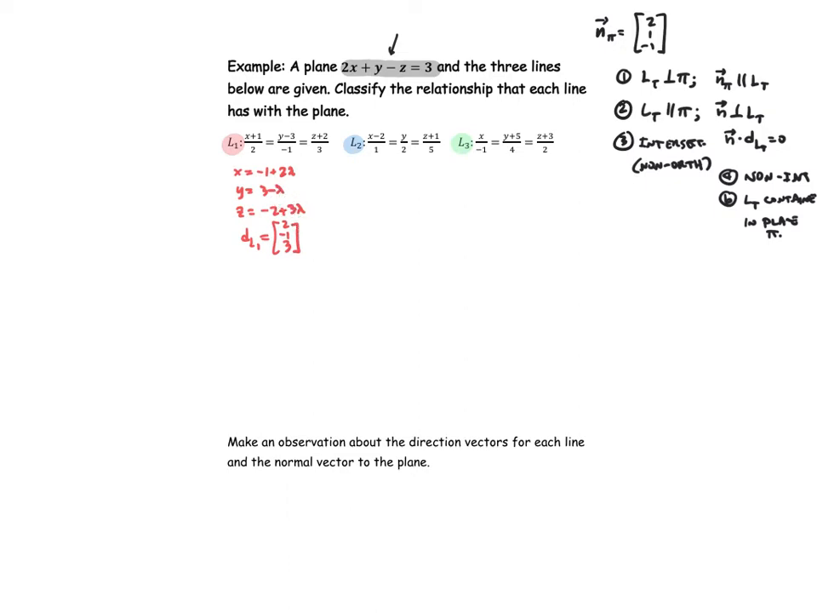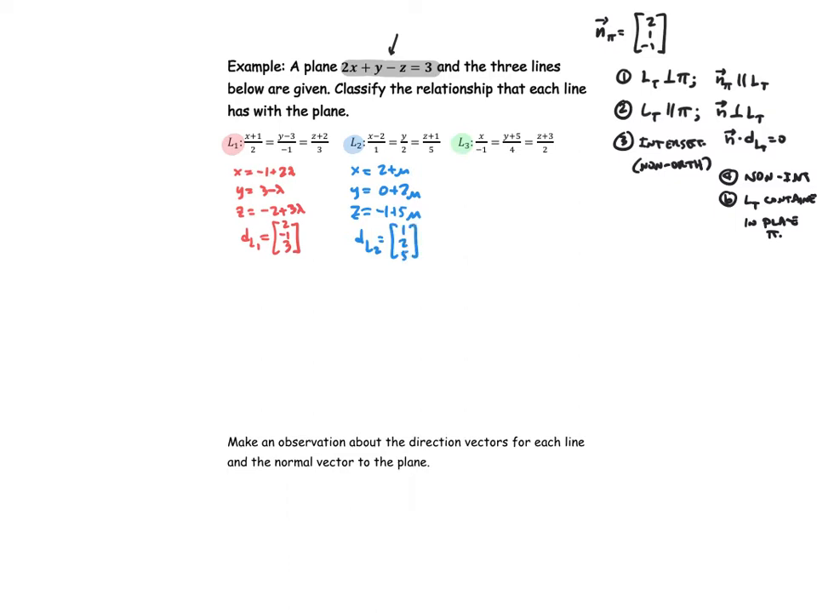Okay, let's do the same thing for L2. L2, x, y, and z components in parametric form. We'll have 2 plus mu. I have to use a different parameter here. I'll have 0 plus 2 mu, and I'll have -1 plus 5 mu. The direction vector for L2, of course, will be 1, 2, 5.